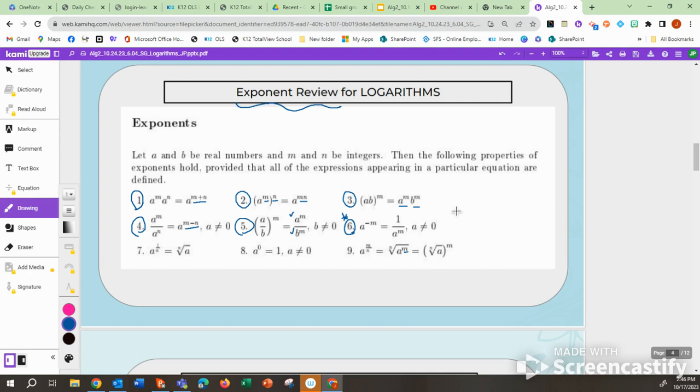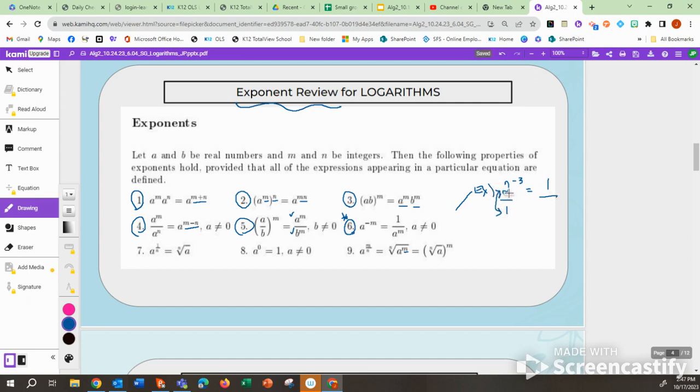So let me extend number 6. Let me do a couple examples. So if I had 2 to the negative 3, if I had the base of 2 and the exponent of negative 3, then the negative on the exponent means take the inverse. That means you're going to do 1 over. So that means this is really over 1 to begin with. You're going to take the inverse or the reciprocal, however you want to say that.